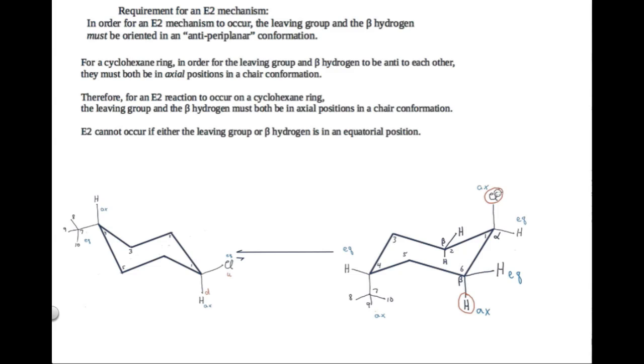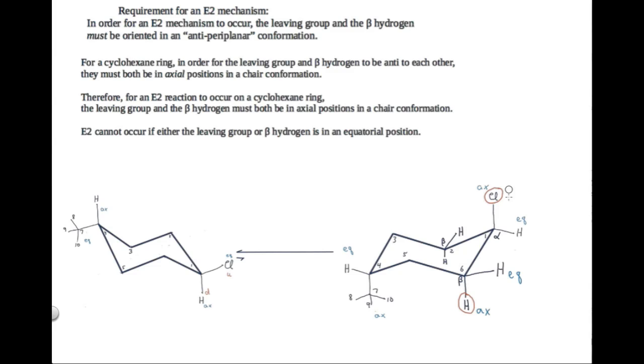Notice that this chlorine could not do an E2 with this hydrogen. Notice this hydrogen is in the equatorial position, which means it can't do an E2. And I think you can see that this bond is not anti to this bond. I think it's pretty obvious that this hydrogen is not pointing in the opposite direction as this chlorine. This chlorine is pointing straight up, and this hydrogen is pointing partially up. So clearly they're not pointing anti to each other. So that should give you a better intuition for why both the leaving group and the beta hydrogen have to be in axial positions in order for them to be anti to each other.